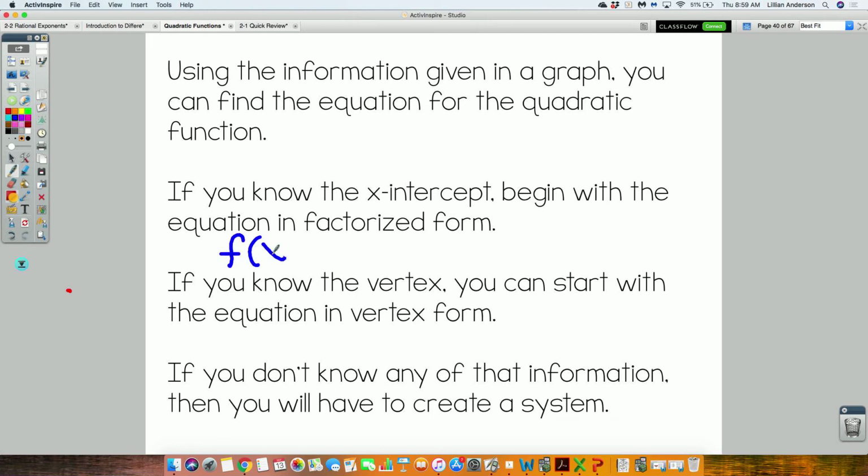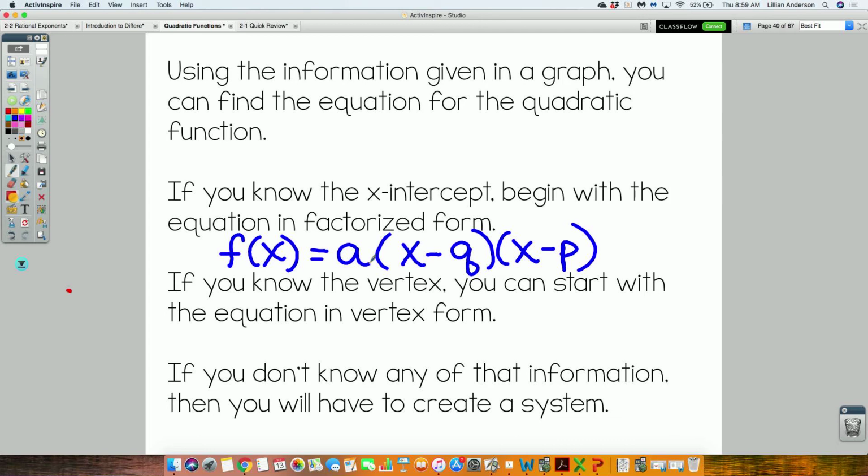What is, in general, the factorized form? That would be standard form. Oh, that one. It's a(x minus q)(x minus p). What went in the front? The a, okay? So p and q represent your x-intercepts. a was the value that affected how big or skinny it was, et cetera. That a is the same a no matter what form you write it in.